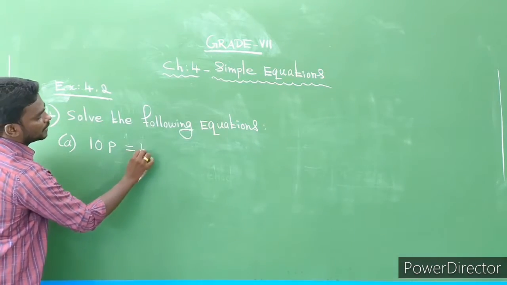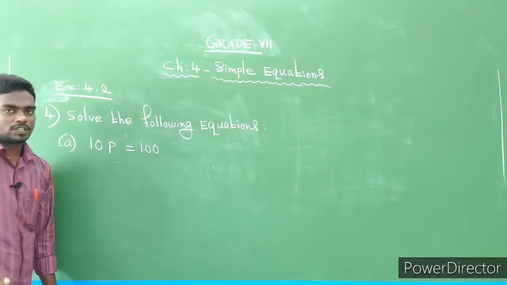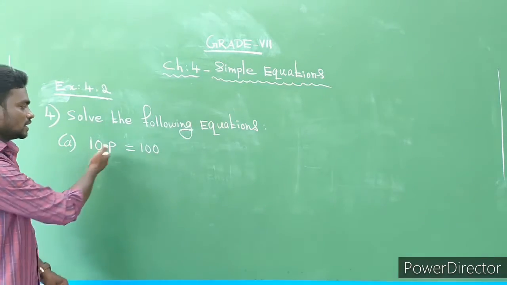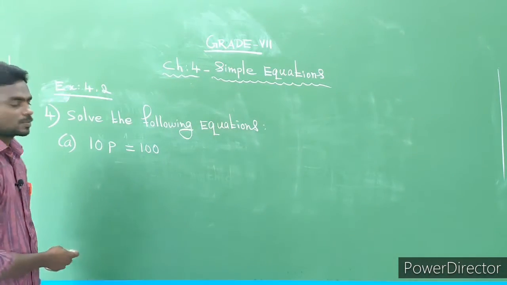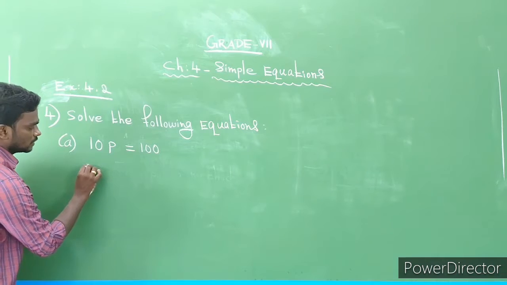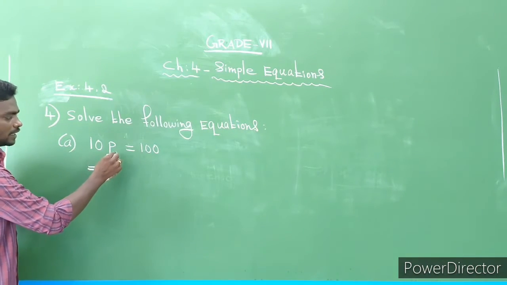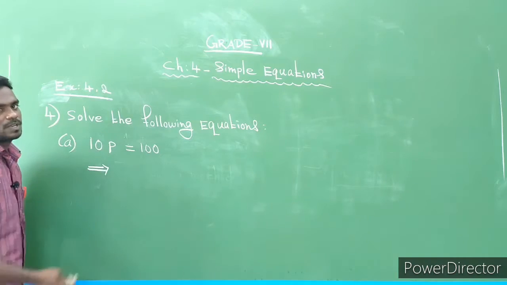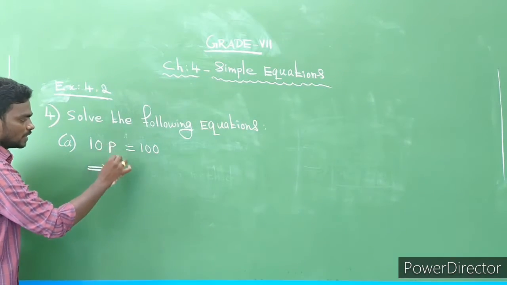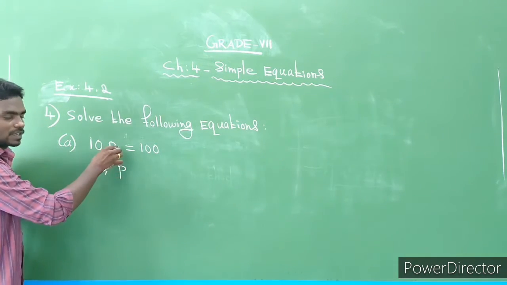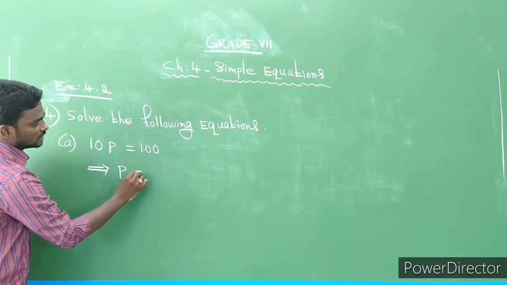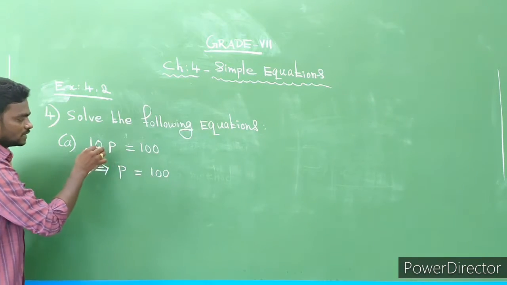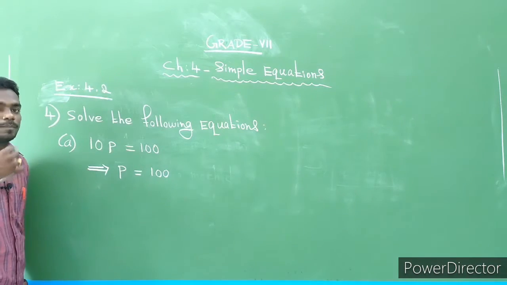10p is equal to 100. 10p is equal to 100 is given. Now solve the following equation. We can solve the equation by using the transposing method. How to solve this? 10p is equal to 100 is given. We want to find the value of the variable only. So now we keep p on the left side, which is equal to the right side value, that is 100. So this 10 is transposed to what?